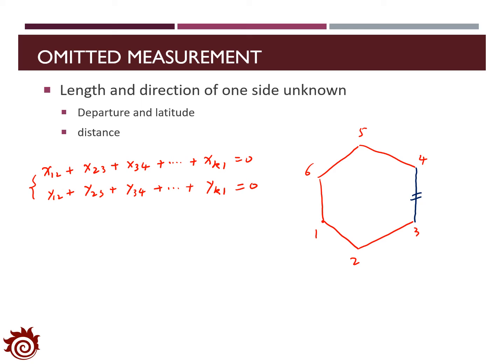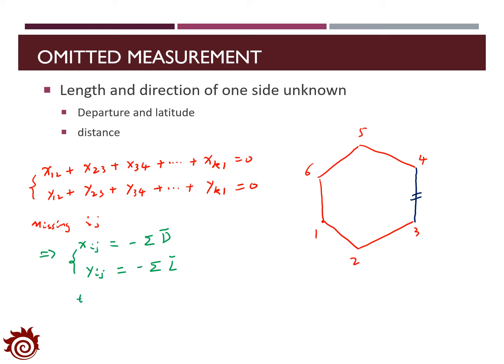If we are missing the segment ij, then we can find that the departure of the segment ij equal to the negative summation for the departure of the other segments. Similarly, the latitude of the missing segment equals the negative summation of the latitude for the other segments. And with that, we can find out the direction of the segment i to j.